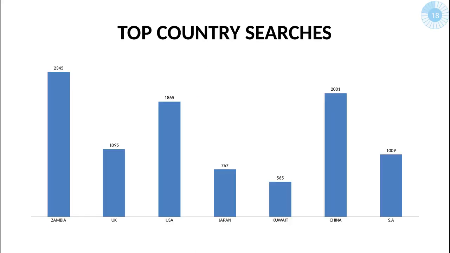And then we also have top country searches. IARA aggregates the countries by region, for example Africa, Asia, and the Americas. Of the top country searches, Zambia was number one, with about 2,400 searches. In Europe, the UK is leading with 1,000 searches. In North America, the USA is leading with about 1,800. In Asia, we have China, and in Africa, South Africa. Of course there are other countries like Kenya in East Africa, but I just got the top country searches outside Zambia. This is how people are interacting.